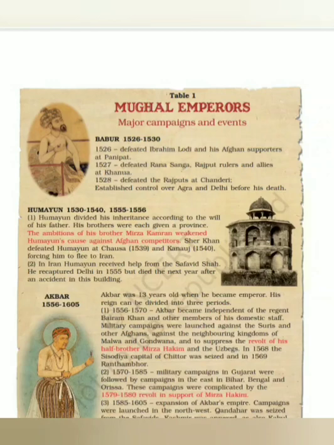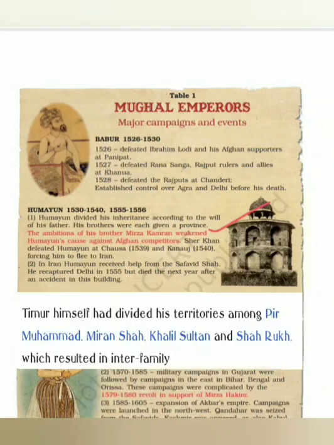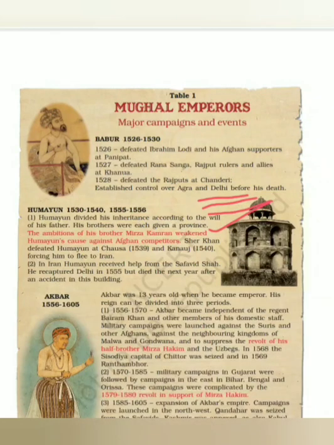So, to satisfy his brothers, as it's given here, he divided his kingdom. So, what did he do? He gave Kabul and Kandahar to one brother, Mewat and Hindal to another, and then Sambalpur to Askari, who was his another brother. So, this is what Humayun did with the divisions.